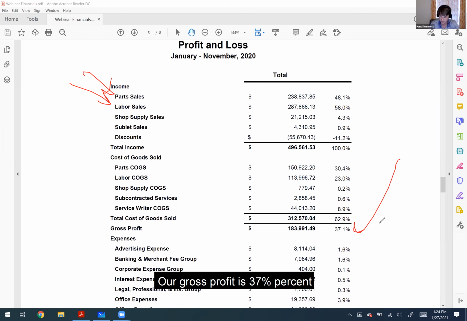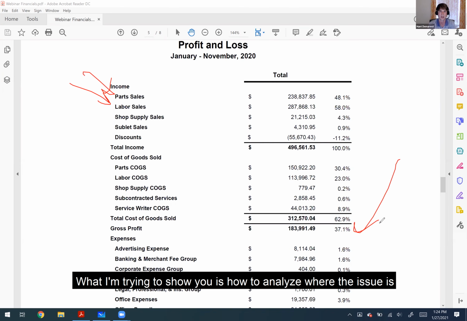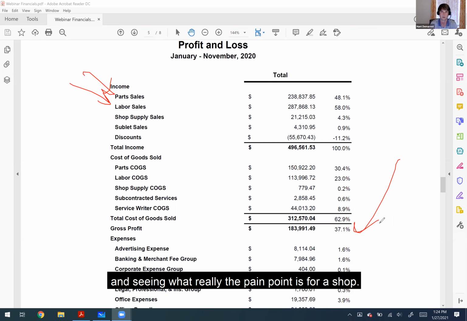Our gross profit is 37%, and so I know that we have a gross profit issue. What I'm trying to show you is how to analyze where the issue is and see what really the pain point is for a shop.